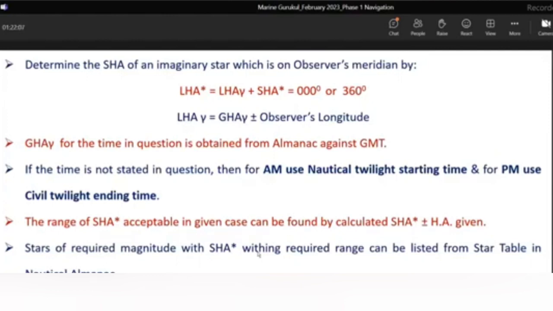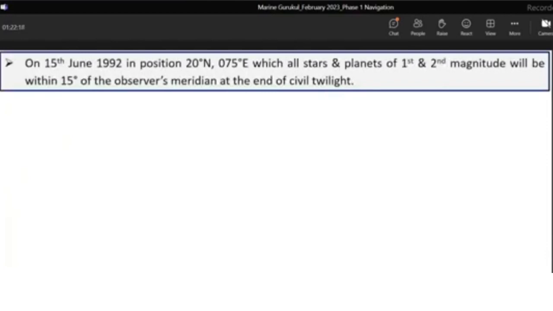Okay, so let's go ahead. Let us see the question once again and how to solve it. Let us now apply the listed steps to this question. We need to find out all the stars and planets of first and second magnitude falling within 15 degrees of the observer's meridian at the end of civil twilight on 15th June 1992, and the position of the observer is given here in latitude and longitude. Now, to begin with, please note that AM or PM is not stated in the question. It may be stated, may not be stated. But in this case, since it's the end of the twilight that is in question, now beta, can you tell me, the question mentions end of the civil twilight. Will it be morning or will it be evening?